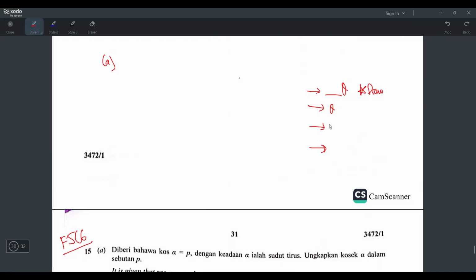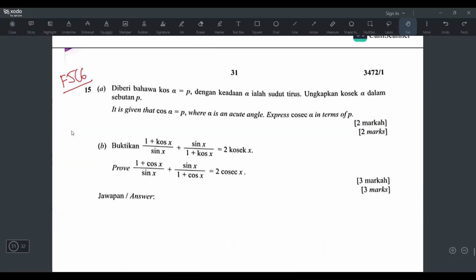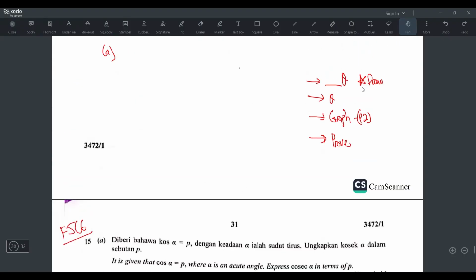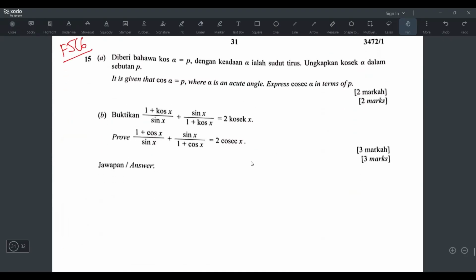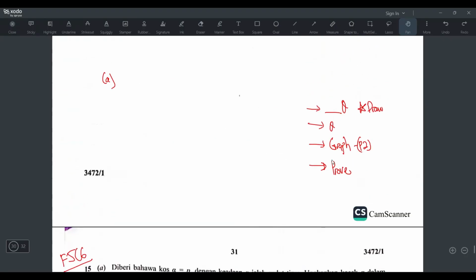The third one is the graph question. This one they will ask you to sketch a graph. Usually they ask this in paper 2. And then the last part is the proof question. We can see from here already, A is obviously the one that asks you to find something theta. So that's the first type of question, so later I need to draw. And then for B, that's the proving question, which is this one, the proof question.